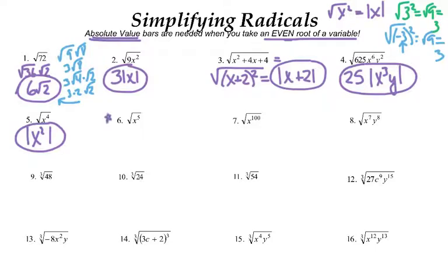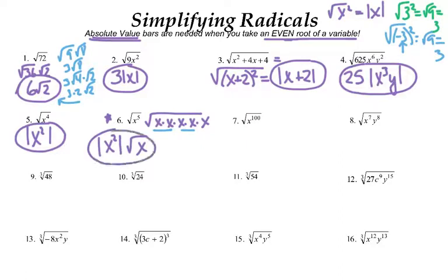Number 6 is the first one where it's not a perfect square, right? So, there's a few ways to think of it. One way is to think of it as 5 x's. Every time you get a pair of x's, you can take one out. So the square root of x to the fifth is x squared root x, and we're going to have bars around the x squared. Or another way to think of it is like a baby 2 for the square root, and 2 goes into 5 twice with 1 left over.